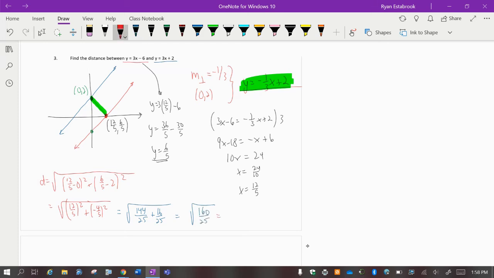Now to break these down individually, the square root of the denominator is plain old regular 5. The numerator is the square root of 16 times the square root of 10, so how about 4 root 10? And then that would be the distance between those 2 points, or any 2 points that are perpendicular to each other on those parallel lines.